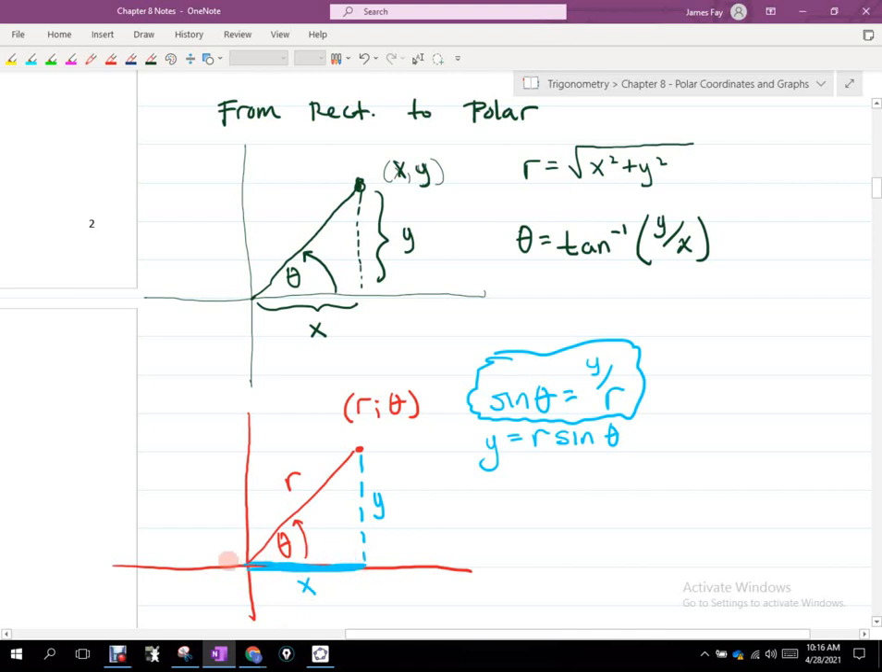So the horizontal component, well, that is cosine of theta equals x over r. Remember, I want to use r and theta because those are the things that are defined for me when I have my point. So I multiply both sides by r again, and I'll get x equals r cosine theta.